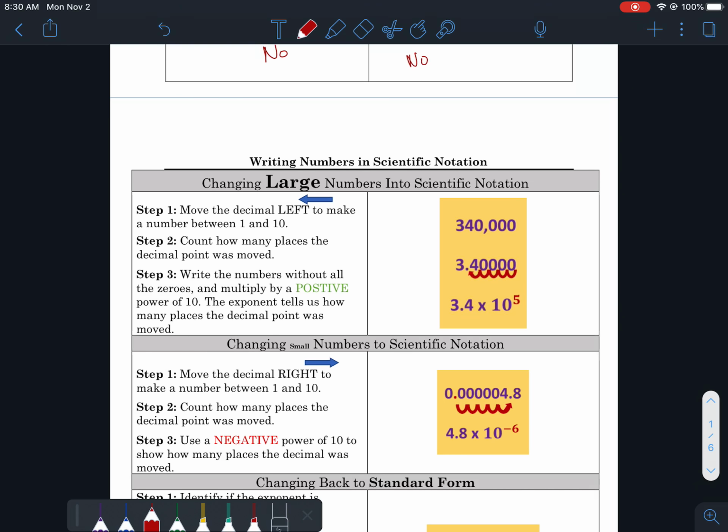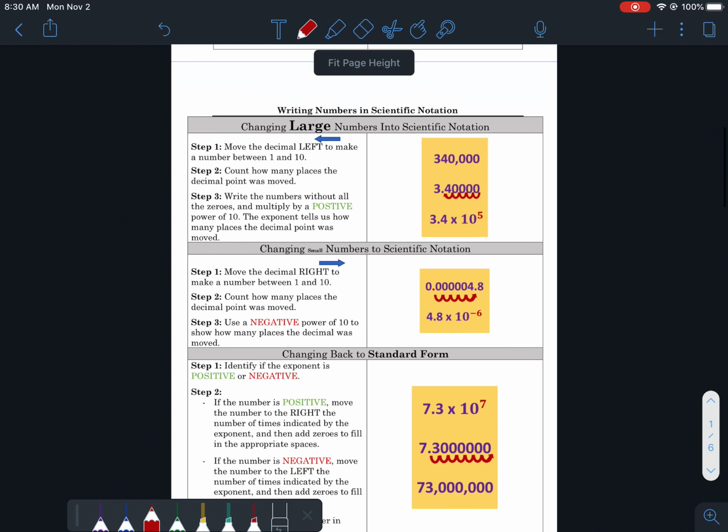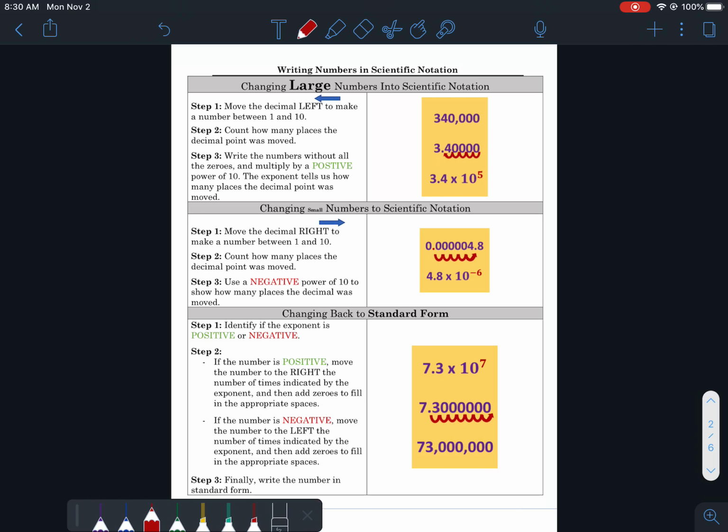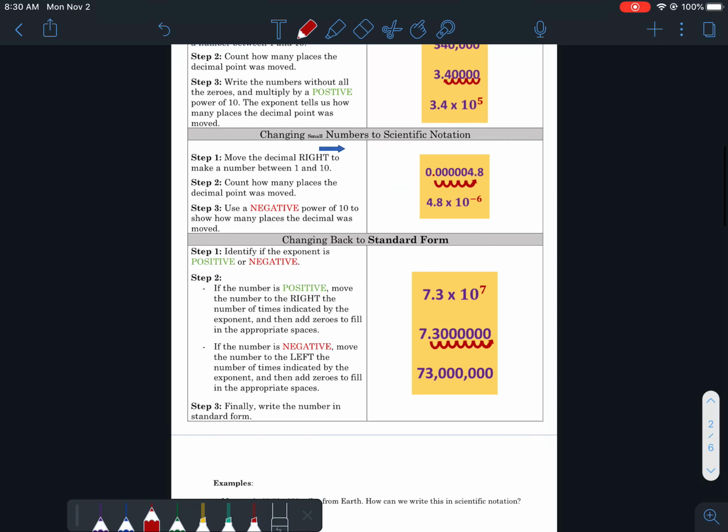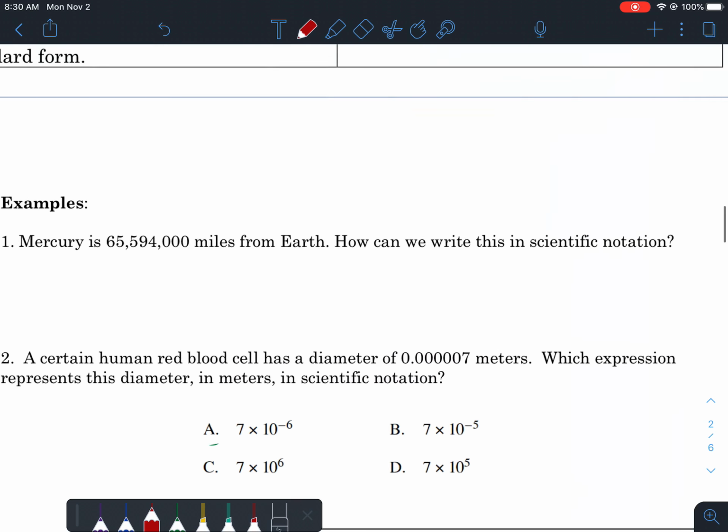Attached to the assignment, you should see this reference sheet. This is your notes. This is what you're going to use when you're writing numbers in scientific notation. You're going to change large numbers into scientific notation, change small numbers into scientific notation, and change back to standard form. So let's take a look at this first example here.